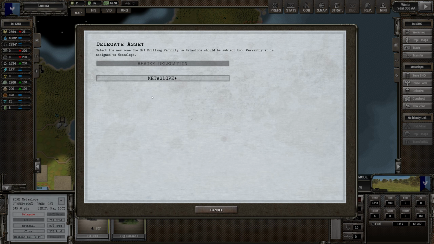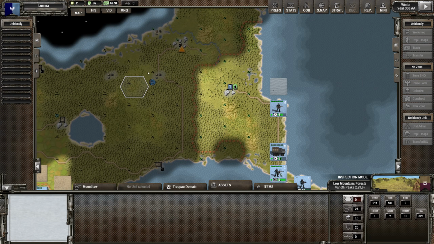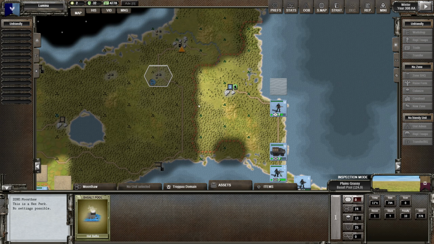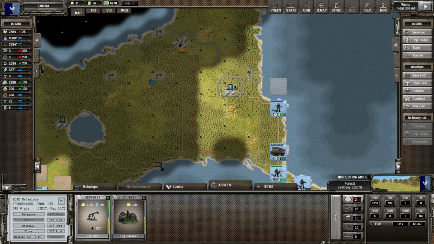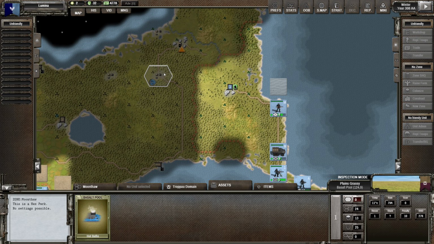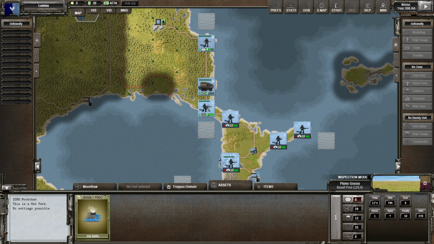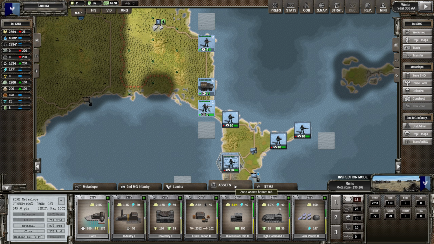So if you click delegate, and then you can select the new zone that the oil drilling facility will be subject to. So let's say we've got a closer zone here. You might just extend your borders out and say, actually, I want this to be controlled by another zone. That's how you do it. It's that button. So if any delegated buildings, you can click out and check with that. All right, so that's how you sort through all your assets.